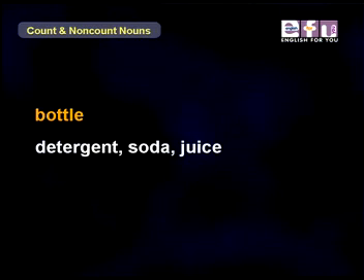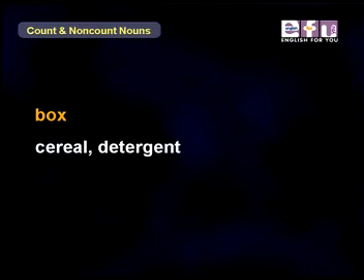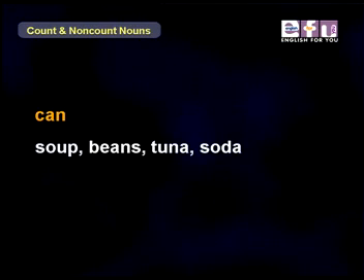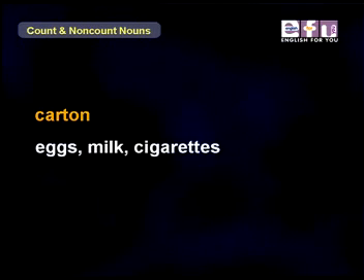Next we have a bottle of detergent, a bottle of soda, a bottle of juice, a box of cereal or a box of detergent, a bunch, usually fruit, a bunch of bananas, a bunch of grapes, a can of soup, beans, tuna, and soda. A can is also like a tin, sometimes called a tin or a can. A carton of eggs, milk, or cigarettes. A carton is like a box.